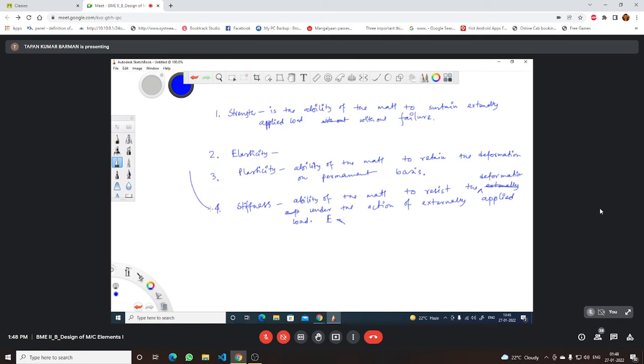Now, what is the difference between these two? Anyone please tell me, if you compare strength and stiffness, what is the difference? Stiffness is also called rigidity. When can we use strength as a design parameter, and when can we use stiffness?